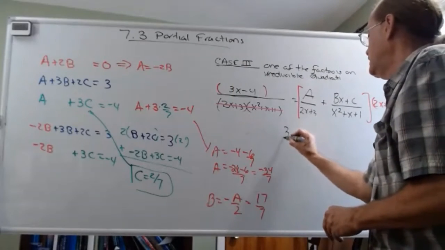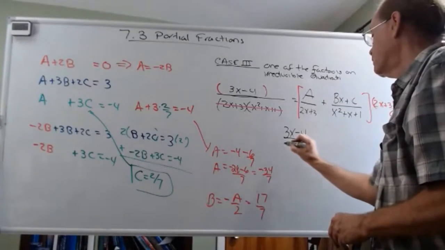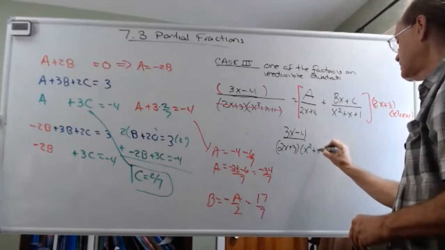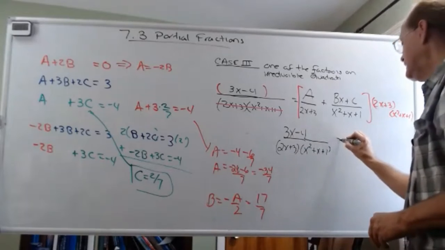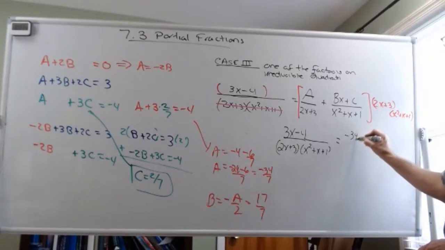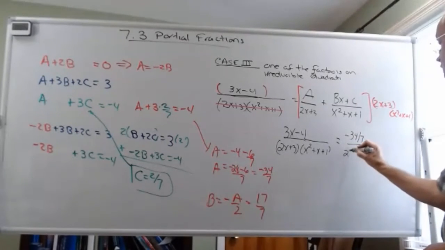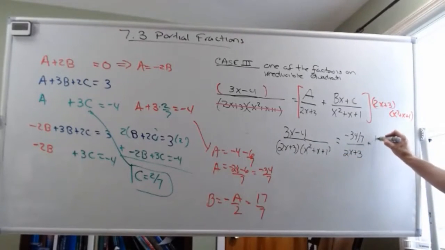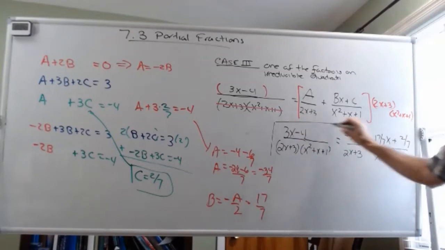I'm saying that (3x minus 4) over (2x plus 3) times (x squared plus x plus 1) is equal to, well, A over here is a negative 34/7 all over 2x plus 3, plus now my B is a positive 17/7 times x plus C, which is a positive 2/7, so 2/7 all over x squared plus x plus 1.